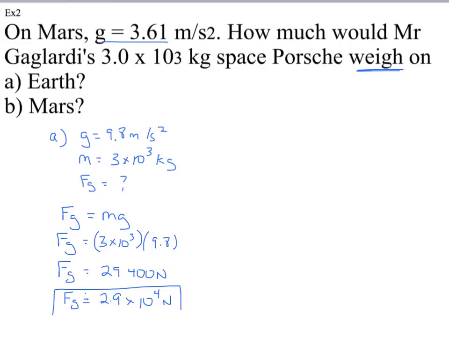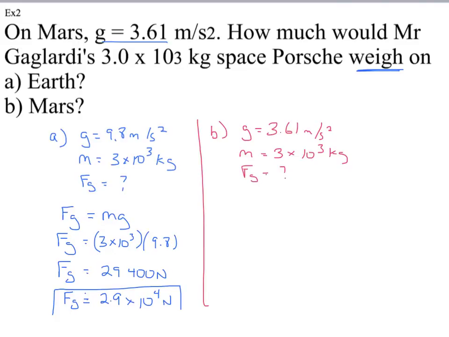If we want to do this on Mars, then it looks a little bit different. On Mars, we're going to use all the same steps, but little g now is 3.61 meters per second squared, rather than 9.8. Mass is the same thing, 3 times 10 to the 3 kilograms. Again, we're looking for Fg. Same thing that we did before, Fg is mg. Again, that's 3,000, I'll write it this way this time. This is 3.61, so little g is 3.61 now instead of 9.8.